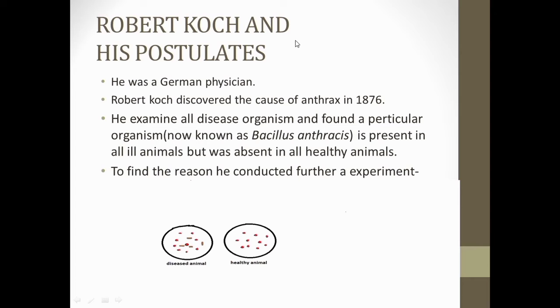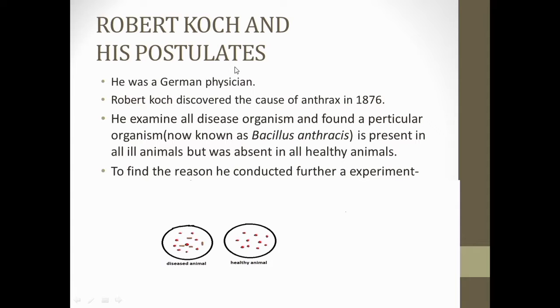We saw how Pasteur worked on the germ theory and how he gave the idea that microorganisms are responsible for diseases in human beings. Now let's talk about Robert Koch and his postulates. Robert Koch also worked on the germ theory, and he found the causative agent of the disease anthrax.